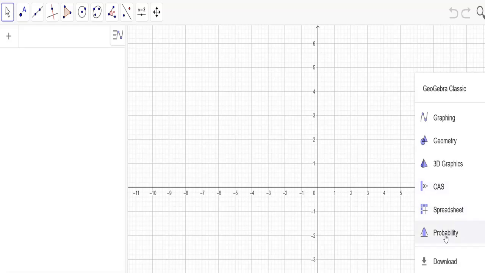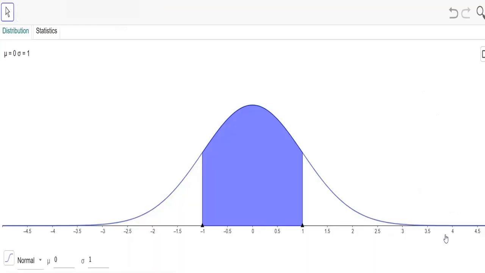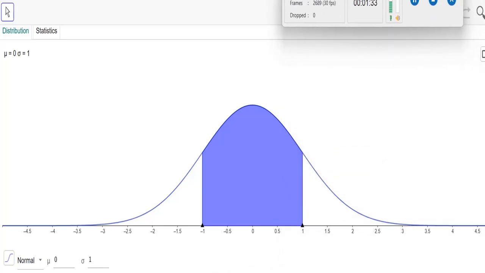So what we require is probability. So click on probability. Yes, this is the normal curve, or your bell-shaped curve. When you look at it, you can see that the curve is fixed for mu equal to 0 and sigma equal to 1. So now this curve is your standard normal curve, which means the center line is the point z equal to 0.